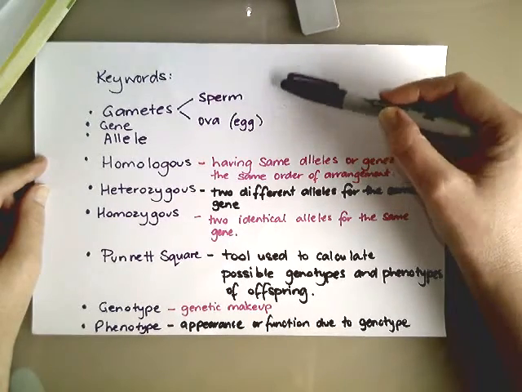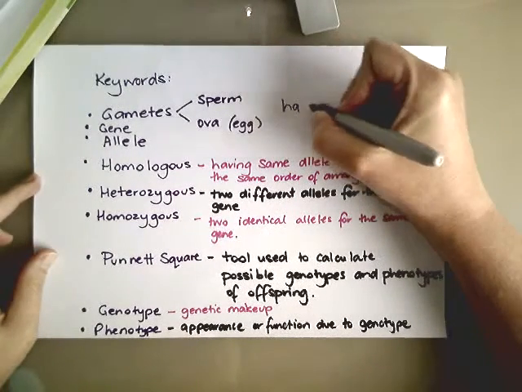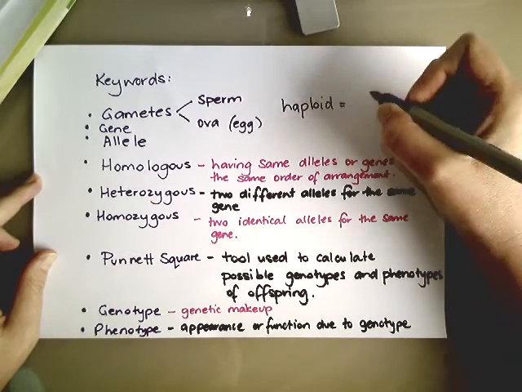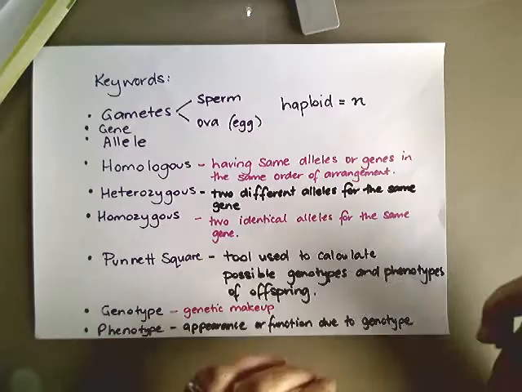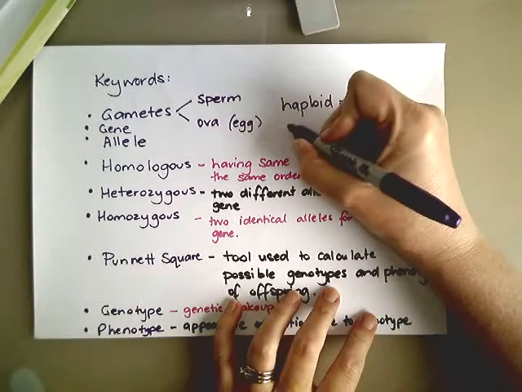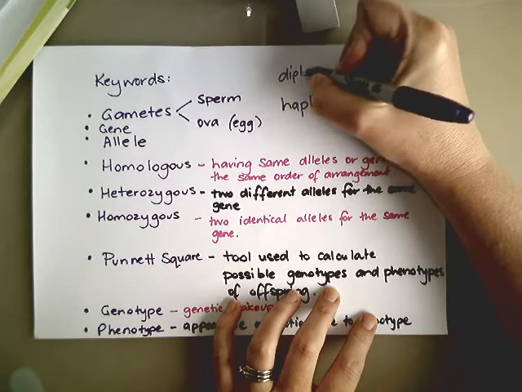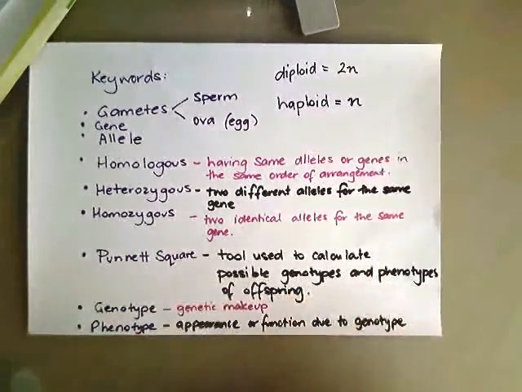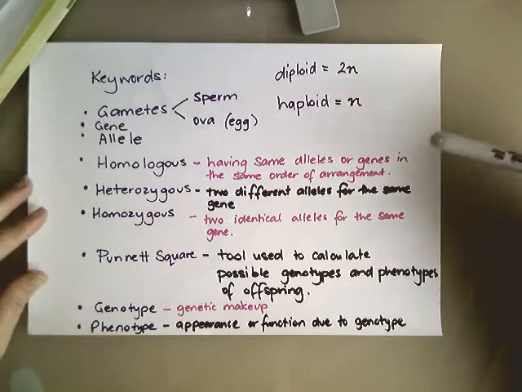Now the interesting thing about these is that both of these cells are haploid. That means that they contain half of the DNA of all the other cells in your body, which we call N, so the haploid number. Whereas most of our other cells are diploid, they contain 2N. So haploid are half cells, which means that we inherit half of our DNA from our mum and half of our DNA from our dad.